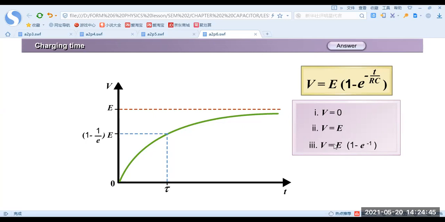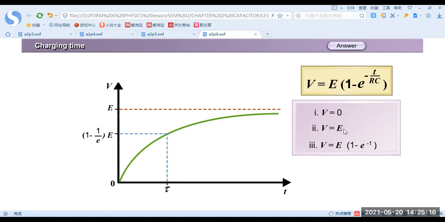So from here, if V is equal to (1 minus 1 over e) times E, this equation equals this part. When V equals 0, that means t also equals 0.